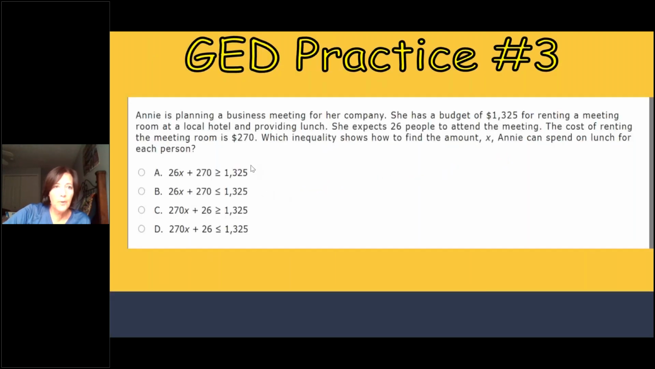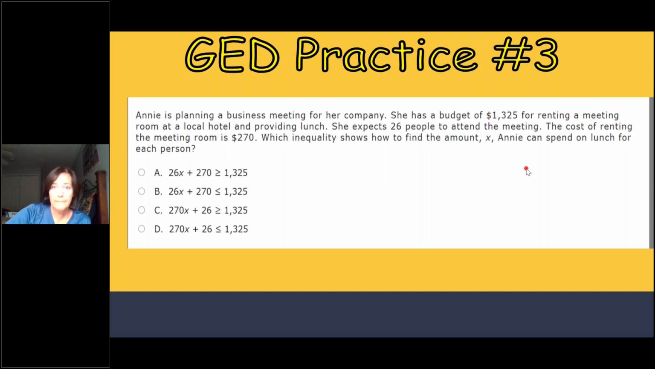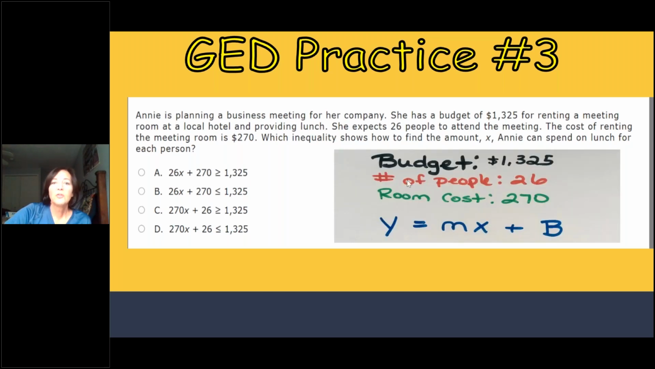Okay, so back to our problem here. She's planning a business meeting for her company. She has a budget of $1,325 for renting a meeting room and providing lunch. She expects 26 people to attend. The cost of renting the meeting room is $270. Which inequality? Okay, so our budget was $1,325, 26 people, room cost $270.